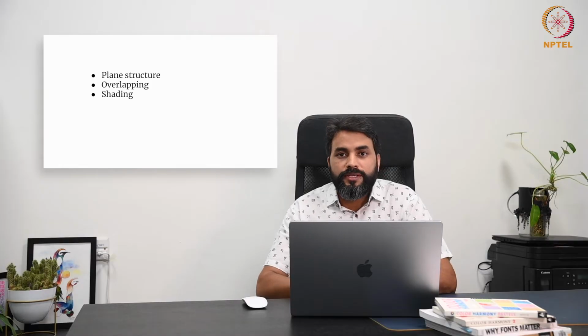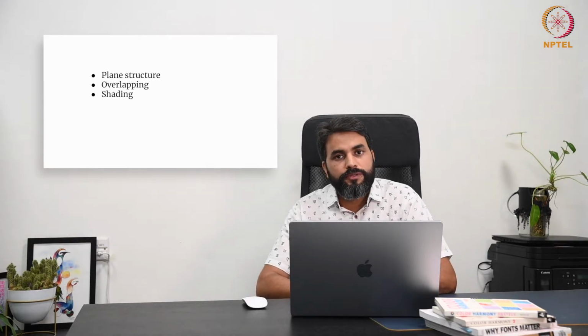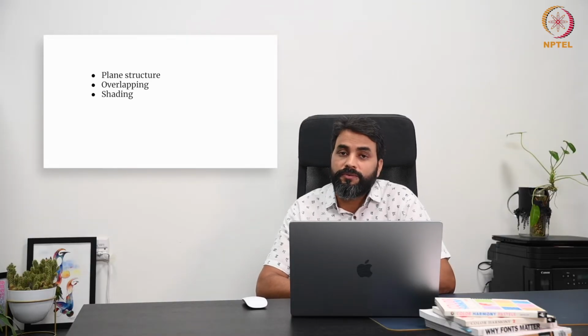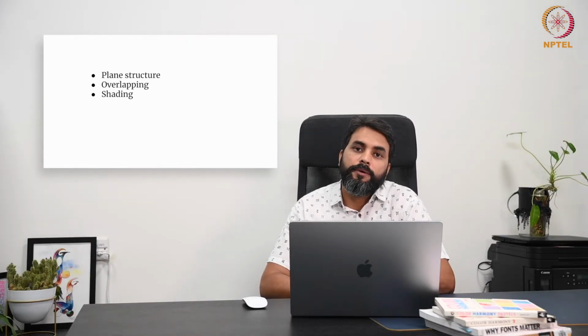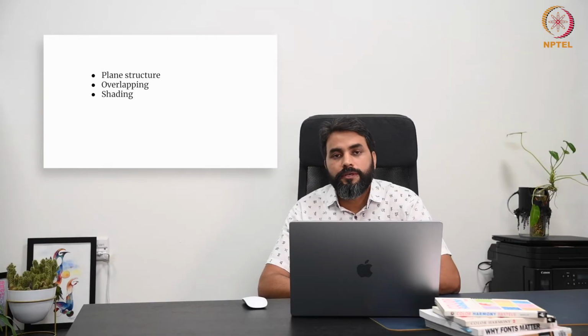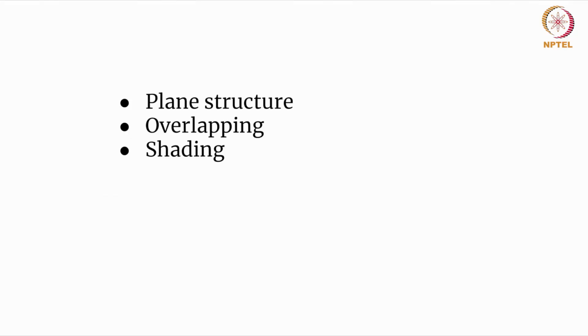So when we are visualizing form in two-dimensional space, for example on a paper sheet, this illusion of 3D can be created in many ways. Along with these three, which are visible on your screen, one is adding plane structures, second is overlapping shapes, the way we saw overlapping lines as well, and third is shading technique.